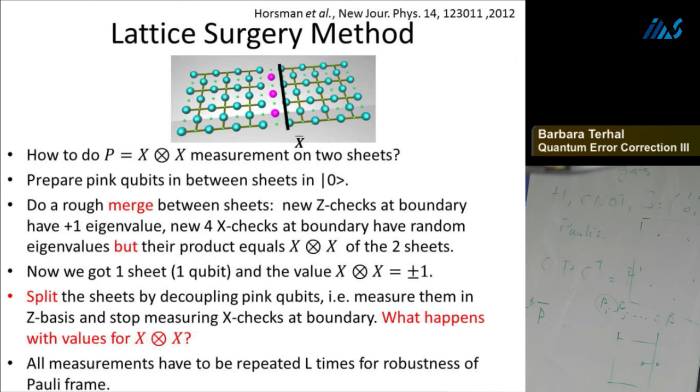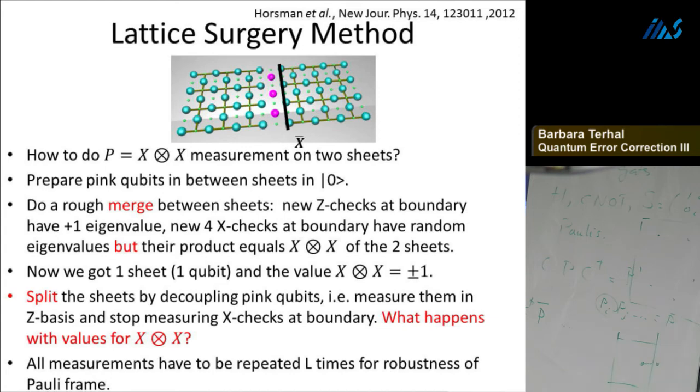So let's imagine there are these two sheets, and the logical X of both of the sheets is this. Of this sheet, it's this, but of course it's equivalent to an operator here. And of this sheet, it's this line on these qubits. So these blue dots are the qubits, and these pink qubits, in the beginning, are just qubits sitting there, disconnected. And we start by preparing these pink qubits in the state 0.